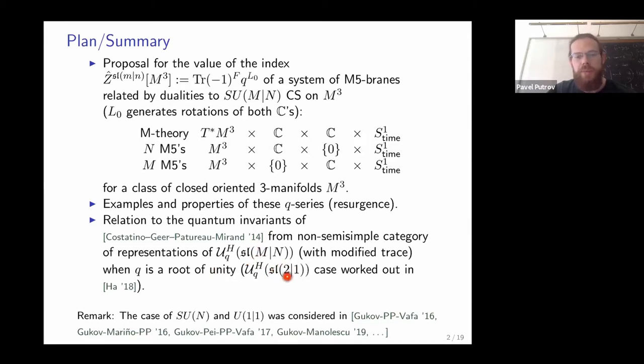Actually, I will focus mainly on the case when M equals 2 and N equals 1, the simplest non-trivial example. And this was worked out relatively recently in work by Ha, an application of this more general construction. And so let me mention, in a sense, this is a generalization of work already done for the case of ordinary groups SU(N), and also to some extent to U(1|1). So the SU(N) case is just when we only have N M5 branes, but we don't have anything here.